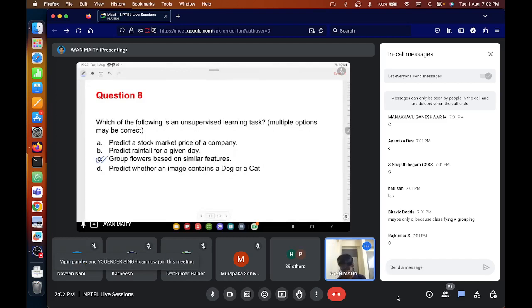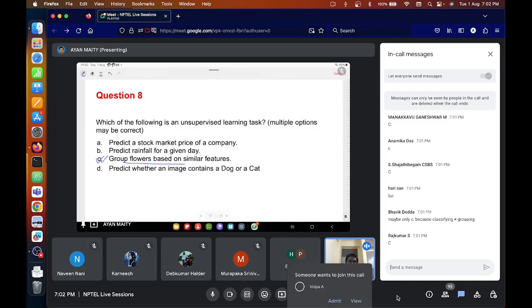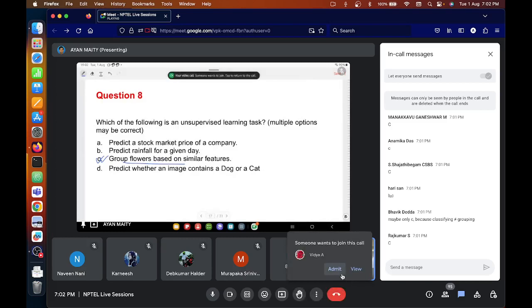So grouping flowers based on similar features is an unsupervised learning task. Obviously you are grouping flowers, not predicting specific classes. In an unsupervised learning task you are not given the classes or any target variable that you will predict. You will group similar objects into the same class based on some given features.